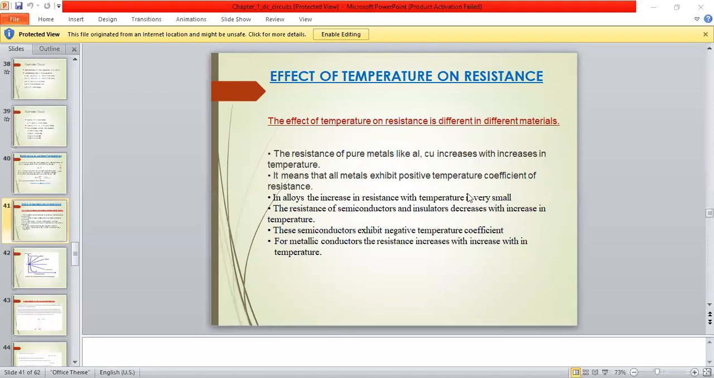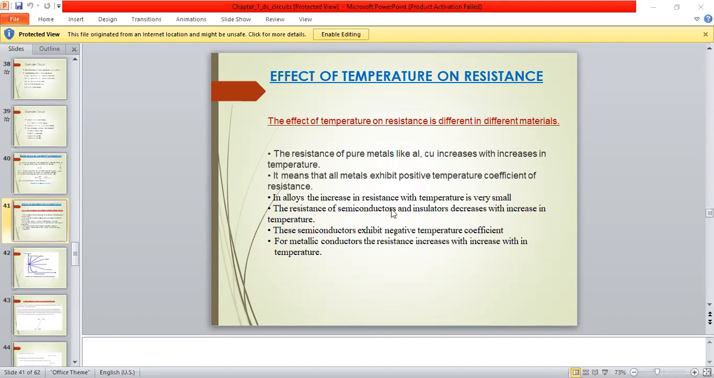ठीक है, alloys के case में भी in the similar way, जैसे metals के case में हमने बोला था कि resistance increases with increase in temperature, तो similarly alloys के case में भी resistance increases with increase in temperature, but there is a very small increase. जो increase है वो बहुत ही थोड़ा रहता है. ठीक है, metals के case में ज्यादा increase होता है, लेकिन alloys के case में there is a small increase in resistance. Next point, the resistance of semiconductors and insulators decreases with increase in temperature.